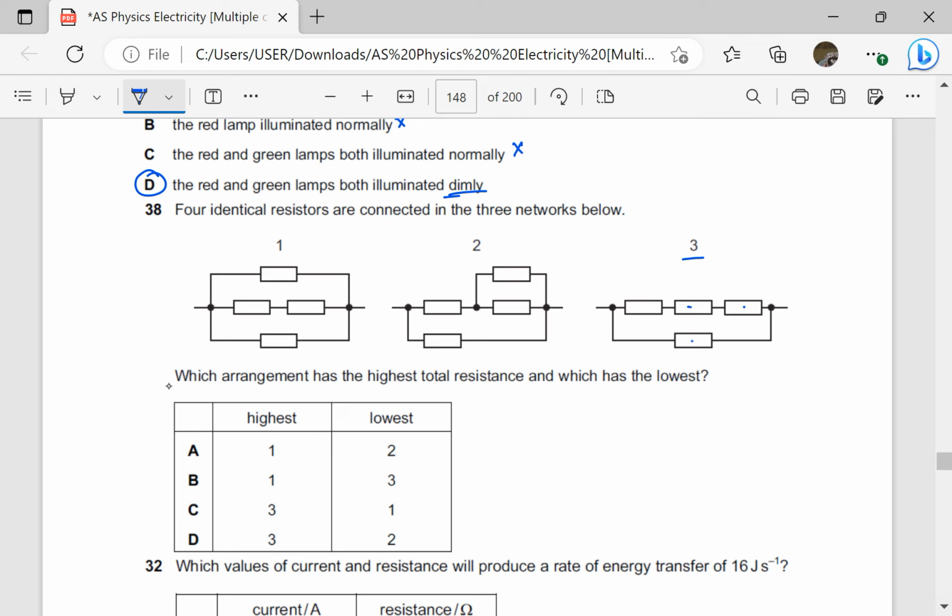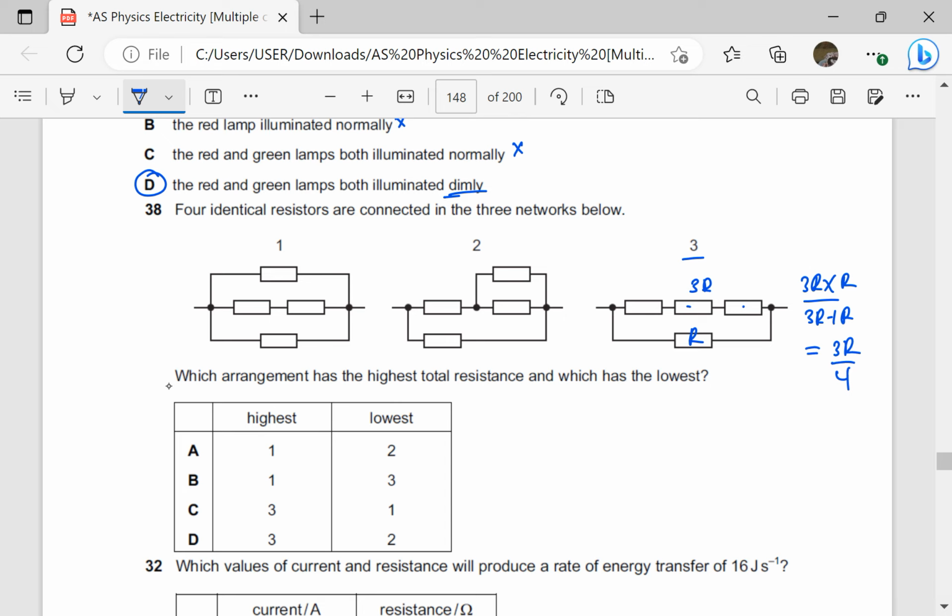So this will be 3R and this is R. 3R is in parallel with R, so that gives us 3R times R over 3R plus R. Resistors in parallel is product over sum. And I think this gives us 3R divided by 4.